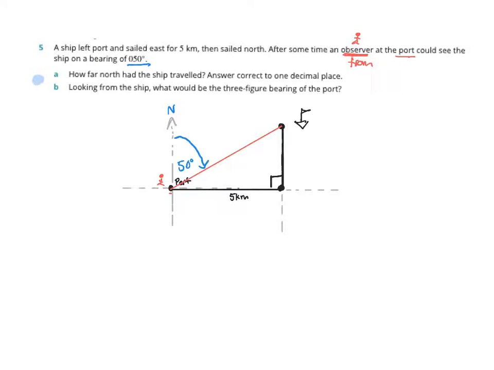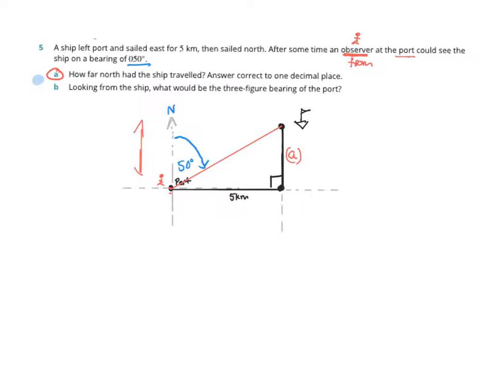Now, part A here says, how far north has the ship travelled? So when they say north, they mean this distance going up, this here. So this is the A. This is how far north, because that would be the same. It's how far, see, it started here, it's gone that high. It started here and it's gone that high. That's the same distance. So that's how far north it is.